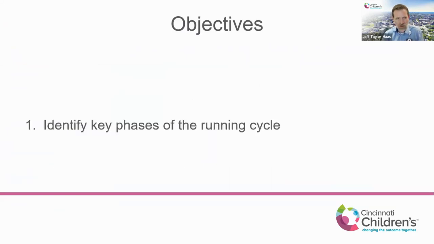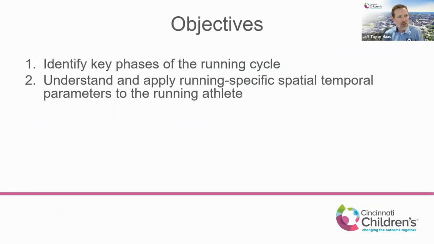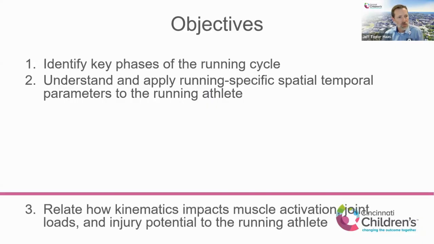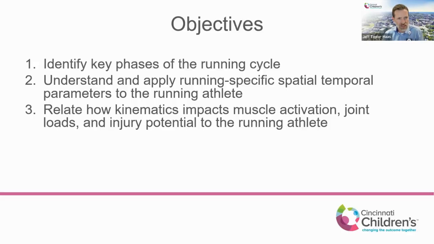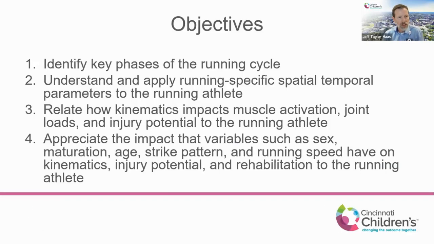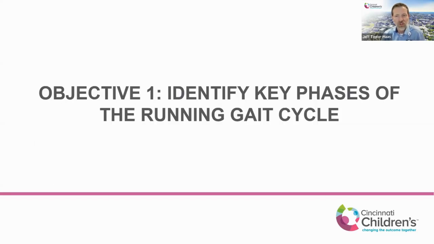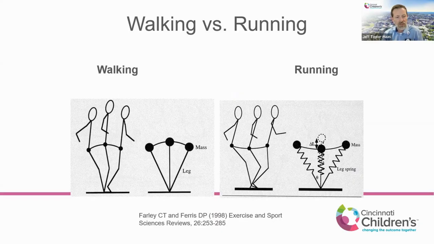So Matt just went over our objectives, so I'm not going to restate them, but I want to make sure that we're going to hit these 4 objectives tonight. I'm going to tackle objectives 1 and 4, and then Krista will tackle objectives 2 and 3. So our first objective is just to identify the key phases of the running gait cycle. And of course, I think it's important to take a brief step back and just briefly talk about the difference between walking and running. And I think we can appreciate it's like talking about apples and oranges.